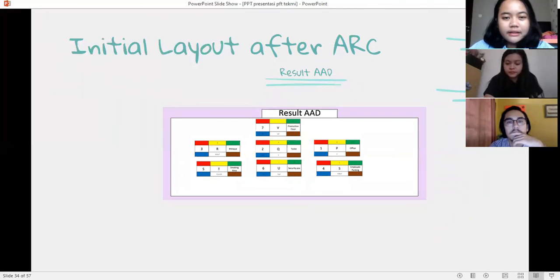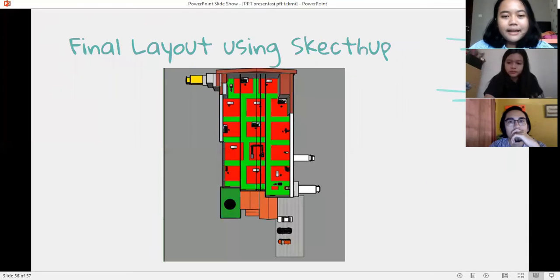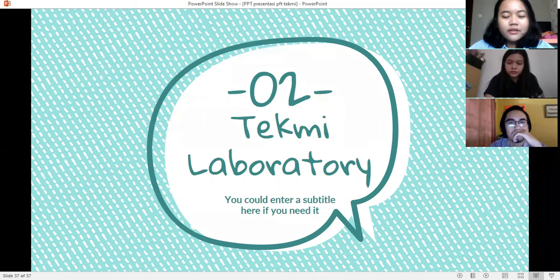And then there is the result of AAD and the initial layout after ARC, production floor plus facilities, and the total area that we need is 799 meters. And this is our final layout using SketchUp. So that's all for the PFT, and next is the Techno Laboratory.